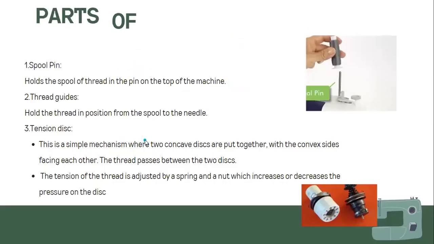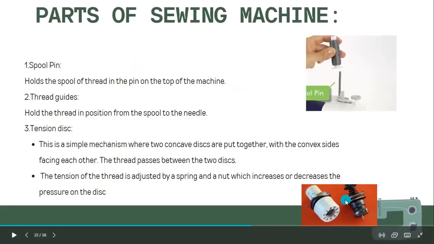What is the function of the tension disc? There are two concave discs here. The thread will pass between these two discs. The tension of the thread is adjusted using this. You can tighten it or loosen it so that you can adjust the tension of the thread.